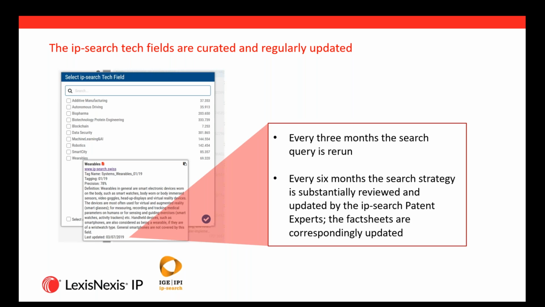And every 6 months, and this will happen in June, the search strategy is reviewed by our patent expert. So if there is a necessity, the strategy is corrected, calibrated again to the possible new aspects of the given technology fields, and we also update the fact sheet. You will see that we also have a measure of precision. At present, it is between 70 and 80%, with some exceptions.